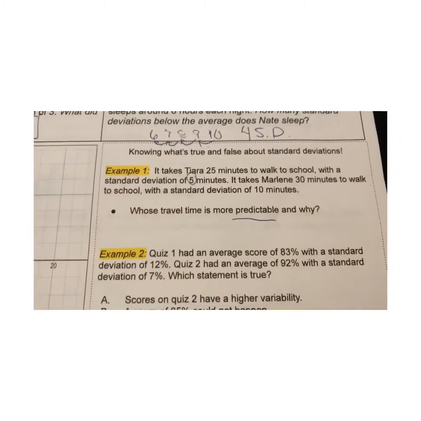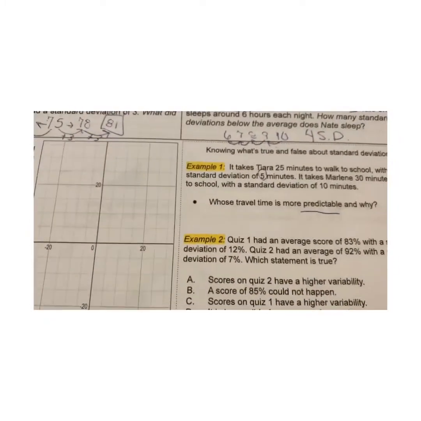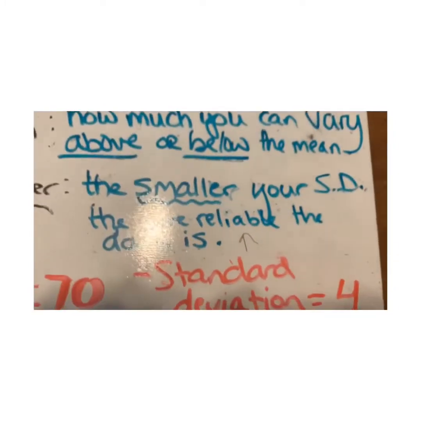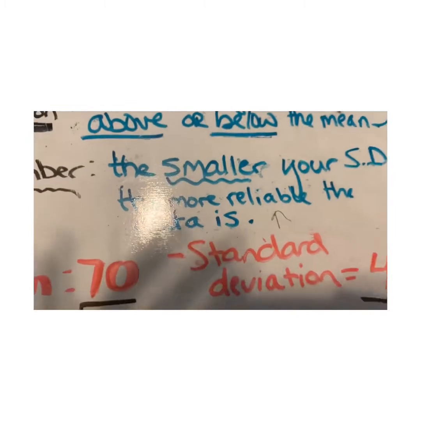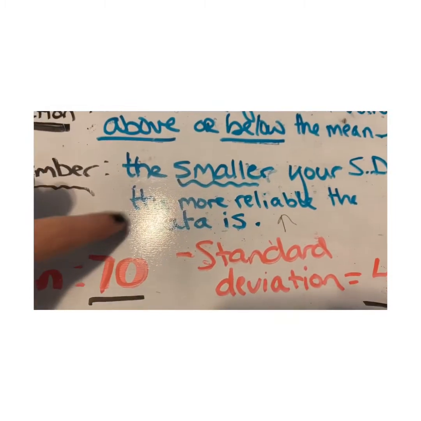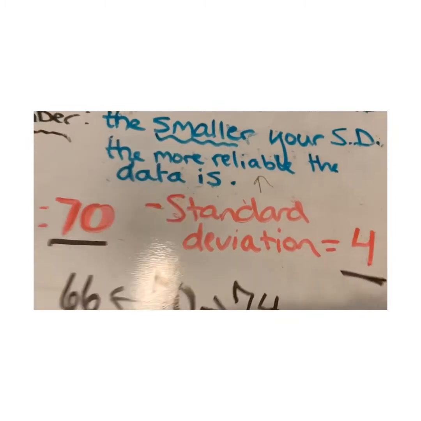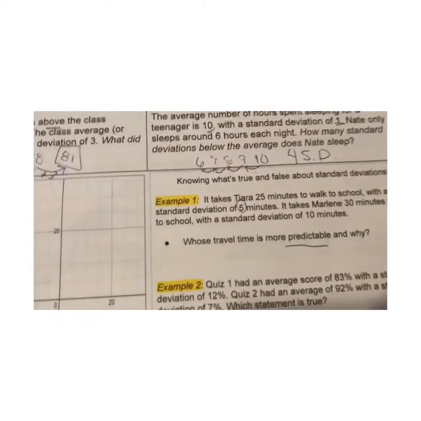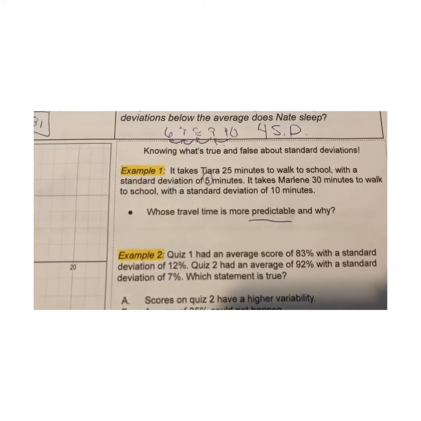Whose is more reliable? Well, remember back to our definitions, that the smaller your standard deviation is, the more reliable the data is. So in that word problem, did Tiara or Marlene have a smaller deviation? Tiara did, right? She only had 5, Marlene had 10. So that means who's more reliable to get to school? Who deviates less? Tiara. Okay, last one, we're almost done.